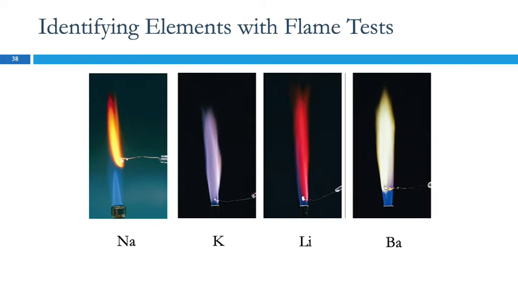Flame tests are a very old way of identifying elements, where you dip this piece of wire into a solution of sodium chloride, and then you stick it in a flame, and you'll get this bright yellow flame. Sodium is all over the place, and so you see that bright orange flame a lot. Potassium, lithium, barium, it's kind of hard to see, but that's kind of a greenish light.